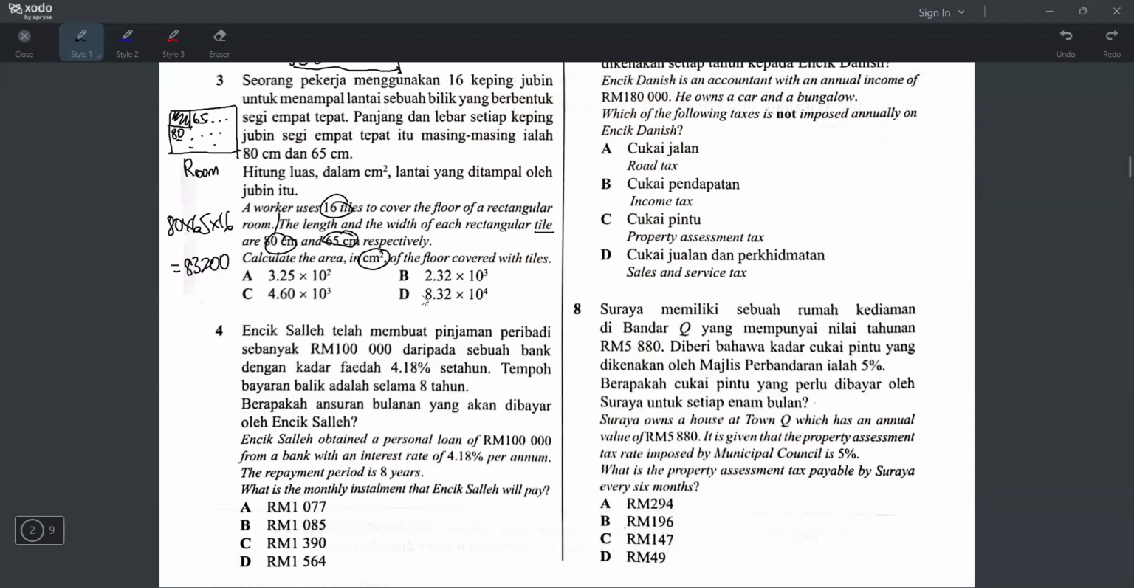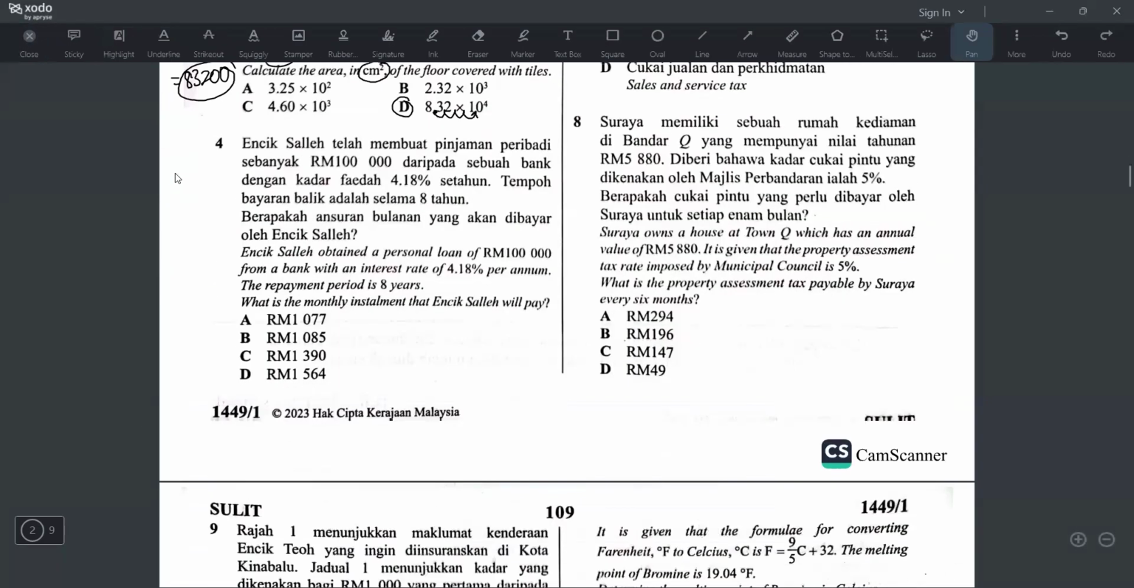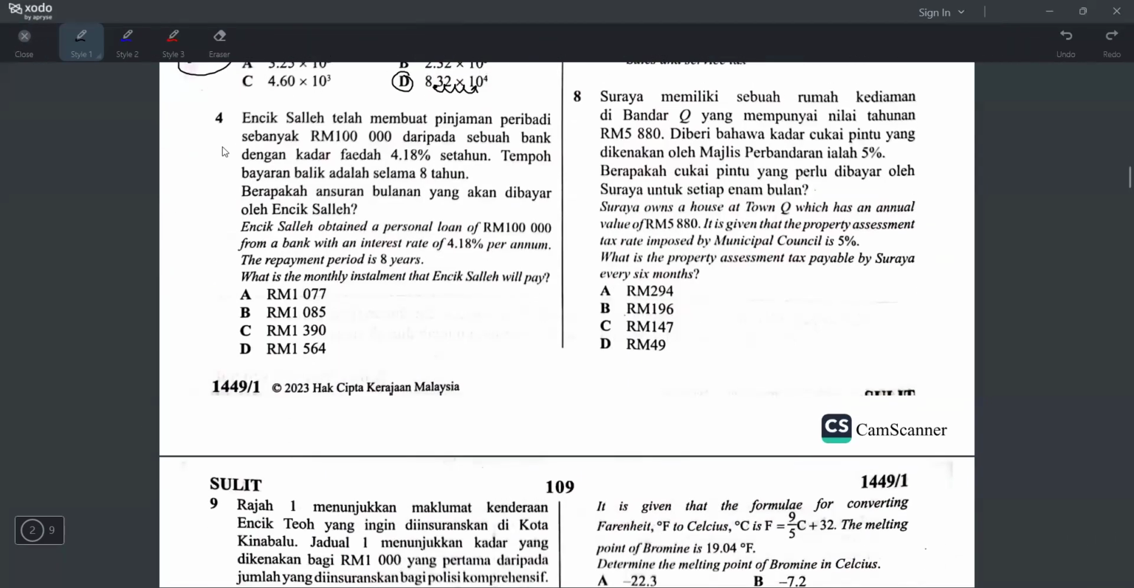Now go to A, B, C, D and look for the answer. So the answer is D. 8.32 times 10 power 4 means you have to move the decimal forward 4 times, in this direction, to the right. So 1, 2, 3, 4, and you will get 83200, which is the same as what I wrote here. So number 3, the answer is D. Okay, let's continue. Number 4.